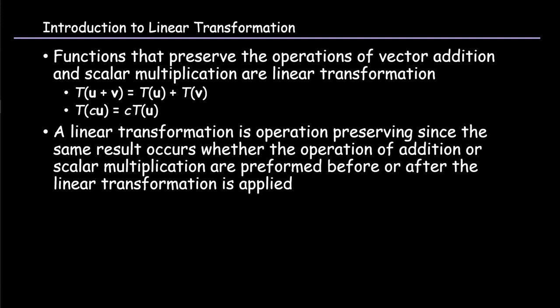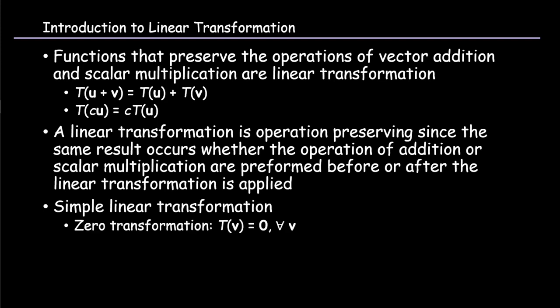And so the two simple linear transformations that you should be familiar with are pretty much the most obvious ones. You have the trivial one, the zero transformation, where the linear transformation of a vector v is equal to 0 for all vectors v. And then the identity transformation, where the transformation of the vector v is itself, for all vectors v.